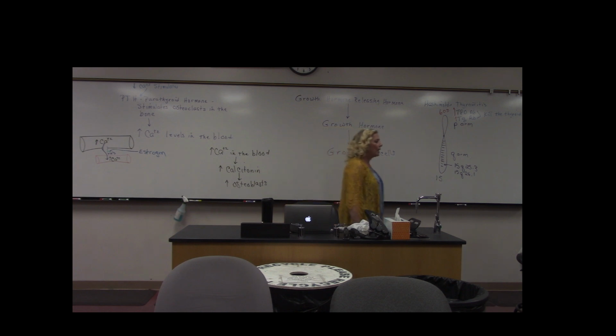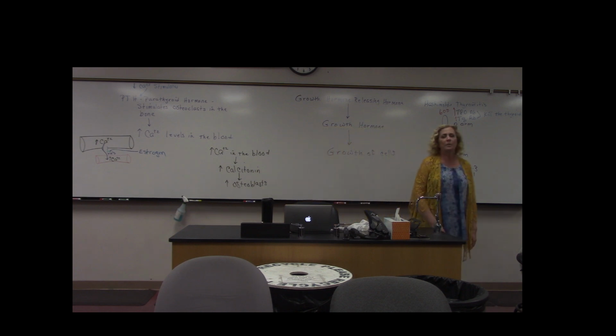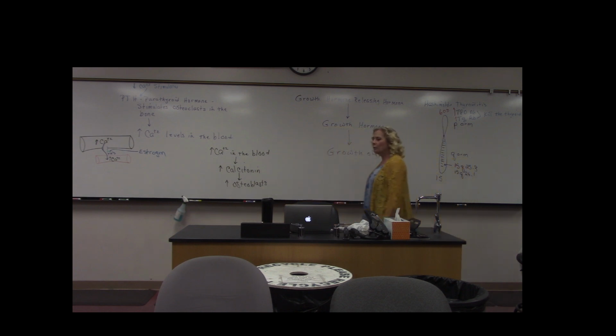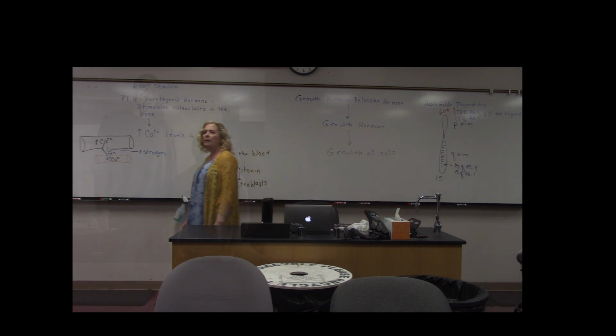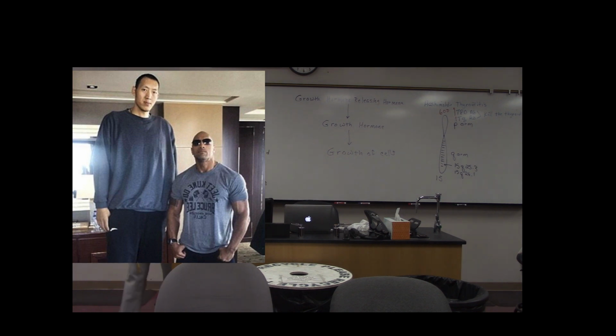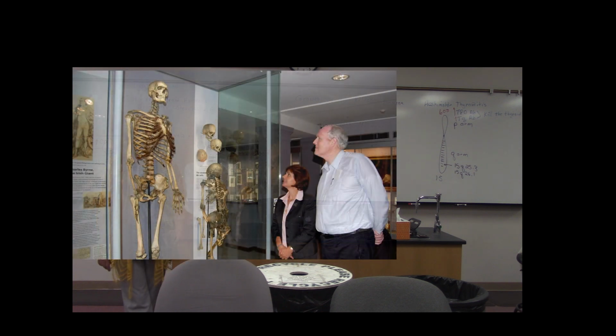Now, sometimes we'll see a pituitary problem, and usually this is due to a pituitary tumor, where the individual starts to make too much growth hormone. This happens to be a skeleton of an individual who is over 10 feet tall, and this person has a problem called gigantism.